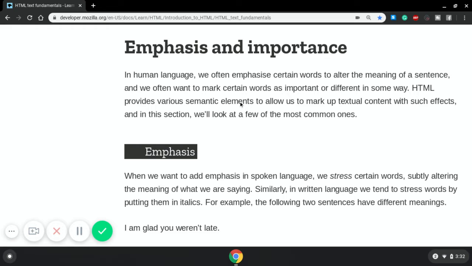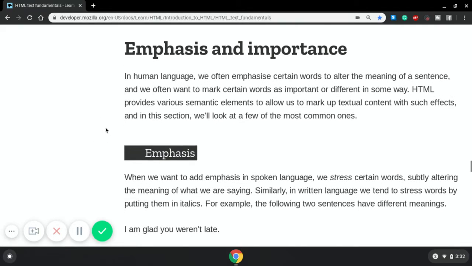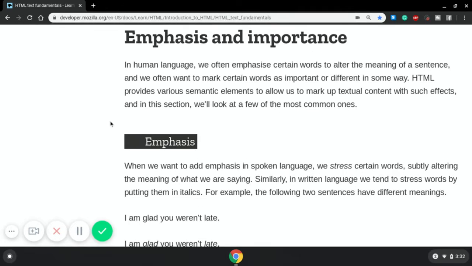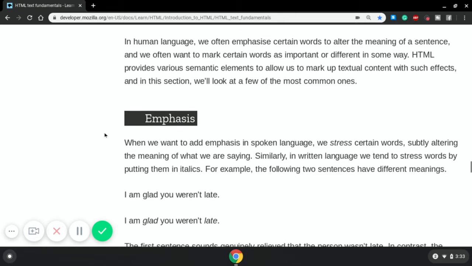Alright, so continuing where we left off in our last video, emphasis and importance in the HTML documentation. In human language, we often emphasize certain words to alter the meaning of a sentence. We often want to mark certain words as important or different in some way. HTML provides various semantic elements to allow us to mark up textual content with such effects. And in this section, we'll look at a few of the most common ones.